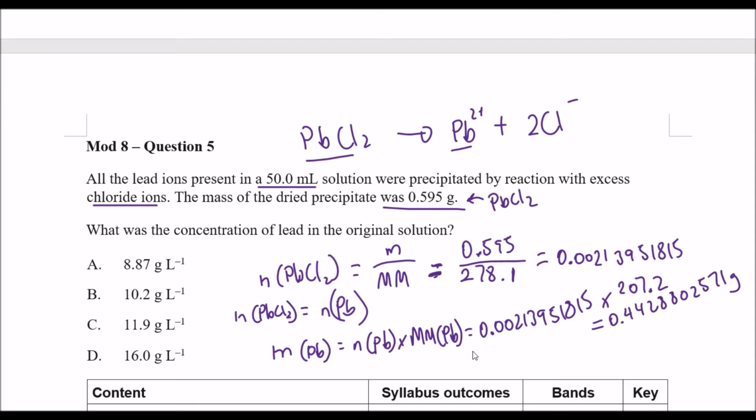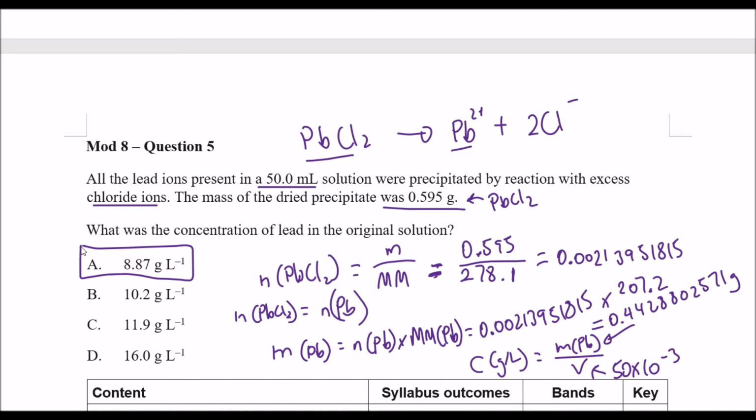0.4428802571 grams. So essentially, if I want to find the concentration in grams per liter, it'll be the mass of the lead divided by our volume, which in this case would be 50 times 10 to the minus 3, and mass would be this number here. You should find that the answer is equal to A. And that's how you do question 5. We move on to question 6.